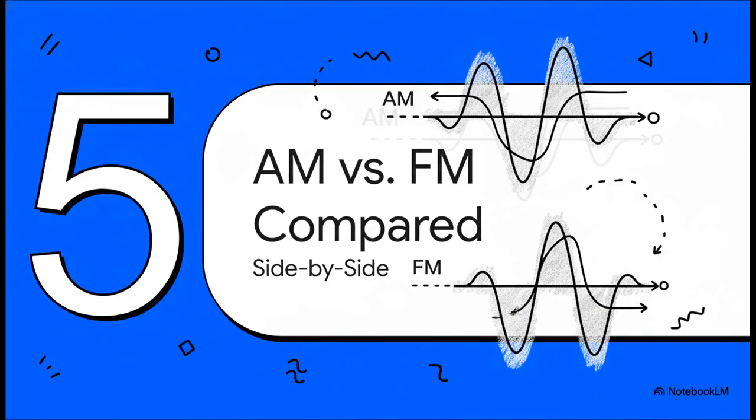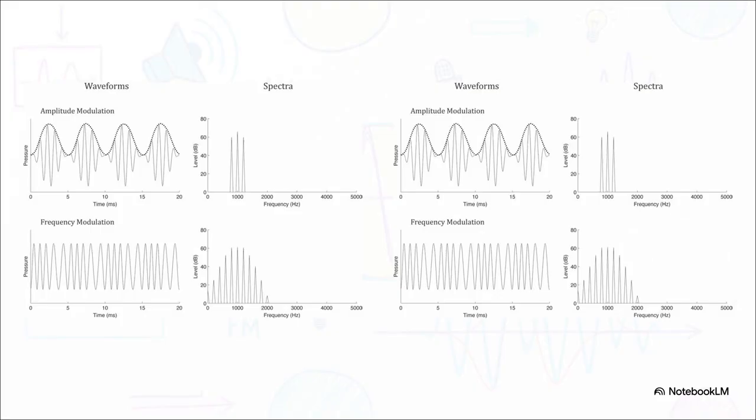Okay, let's put it all together. We're going to look at these two powerful ways of shaping sound side by side to really lock in the difference between them. This slide is the perfect visual summary. Look on the left with amplitude modulation, you can clearly see the height of the wave changing. That's the volume. And look at its spectrum. It's simple, just the carrier and two sidebands. Now look to the right. With frequency modulation, the height is constant, but the spacing of the wave's changing. That's the pitch. And its spectrum is much more complex, packed with multiple sidebands.